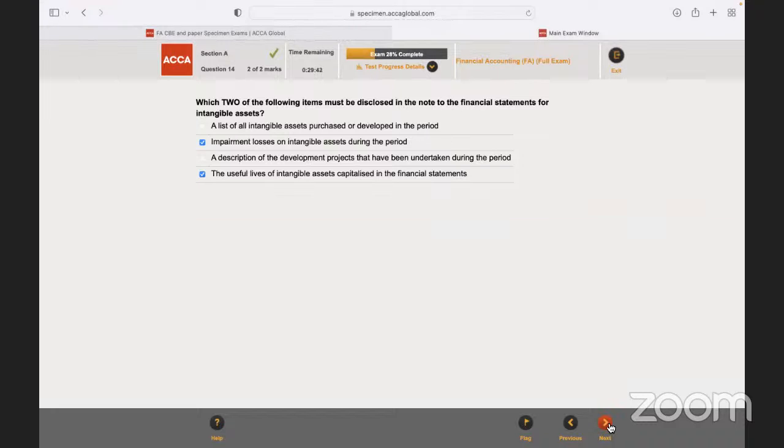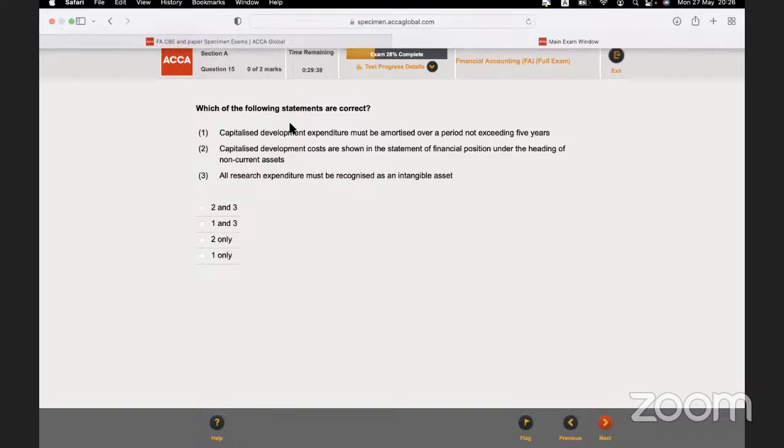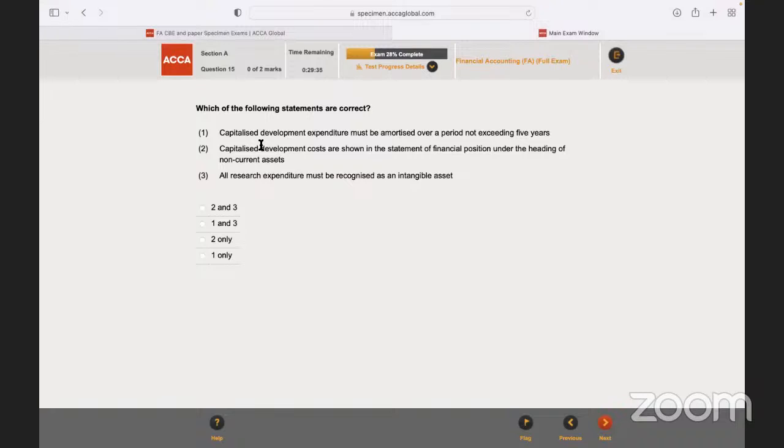Right, let's move to the next one, then. Okay, this one is easy, guys. I don't think you will go wrong. Just check this and see, again from the same chapter, intangible assets.